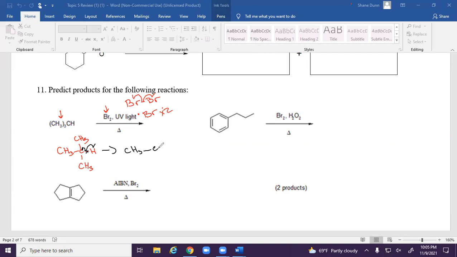So I will make this CH3 radical, and you make bromine. It's called bromination. Or substitution, because I'm substituting a hydrogen for a bromine.